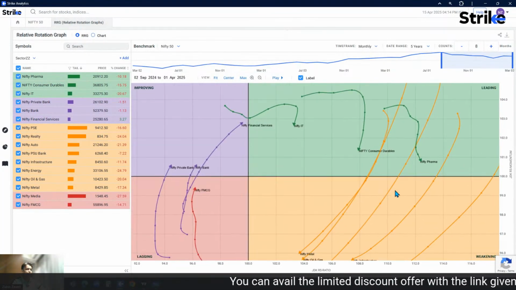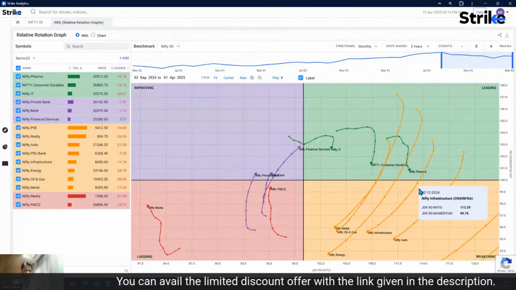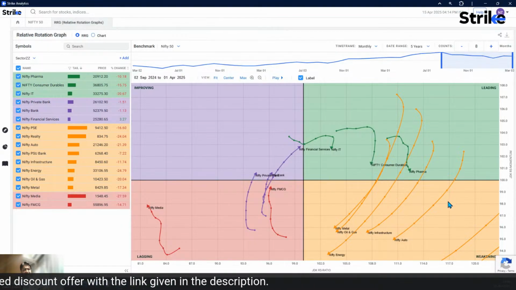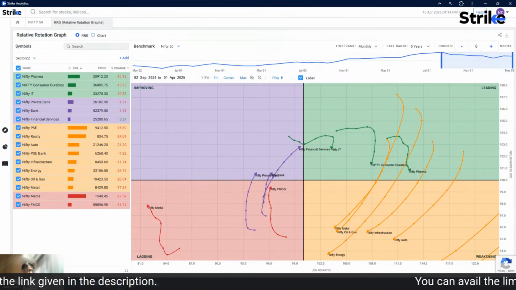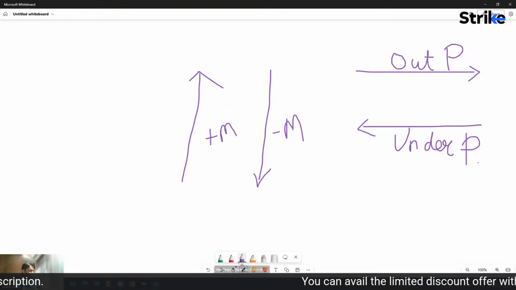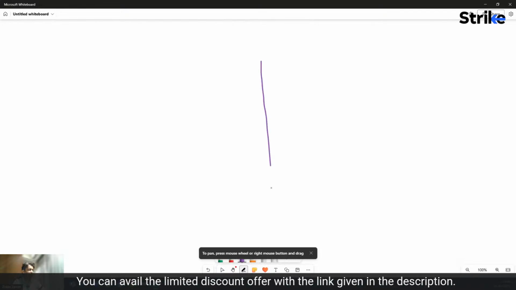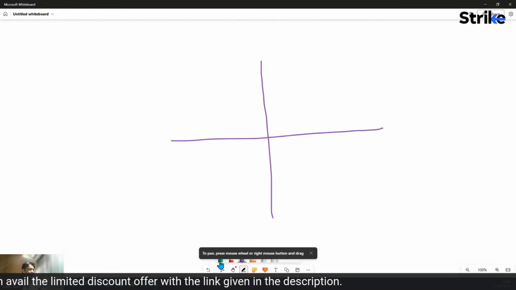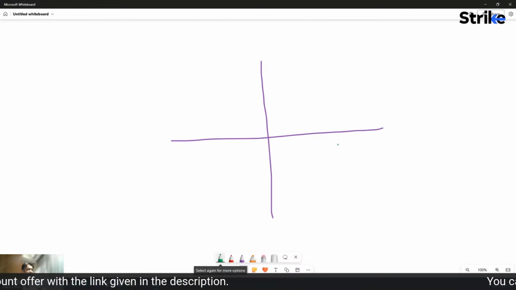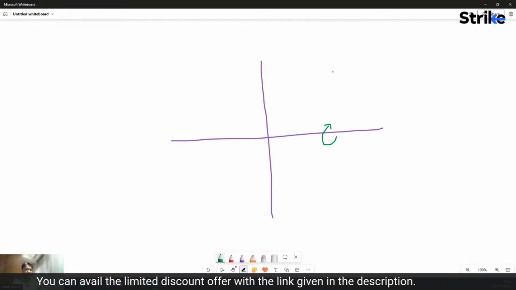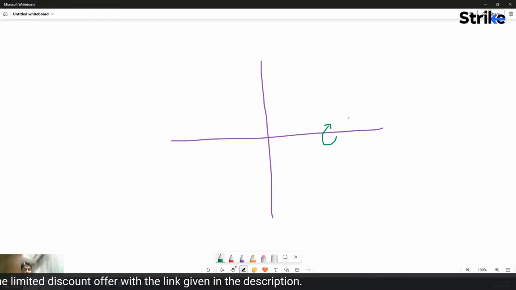So over here, I'll give you the best case scenario for a buying opportunity, and the best case scenario for a shorting opportunity. What is it? If this is the RRG chart, and these are the four quadrants over here, the best case scenario is that from the weakening quadrant, if any arrow is directly getting into the leading quadrant, this will be the best case scenario for going long on this particular counter.